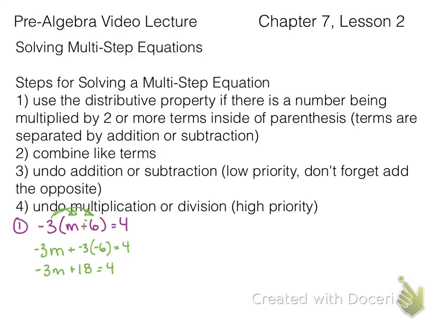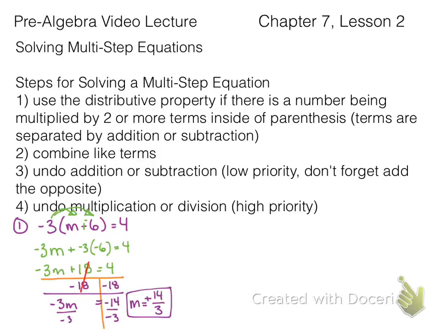Now I can take care of my low priority stuff first, which would be subtracting 18 on both sides. And again, the plus 18 on the left annihilates the minus 18 on the left. But again, if I minus 18 on the left, I have to minus 18 on the right. And I'm going to get -3m equals -14. I'm going to divide by -3.